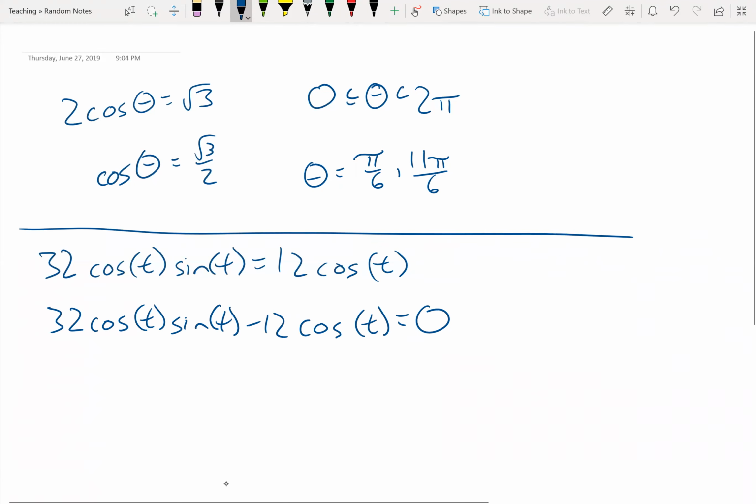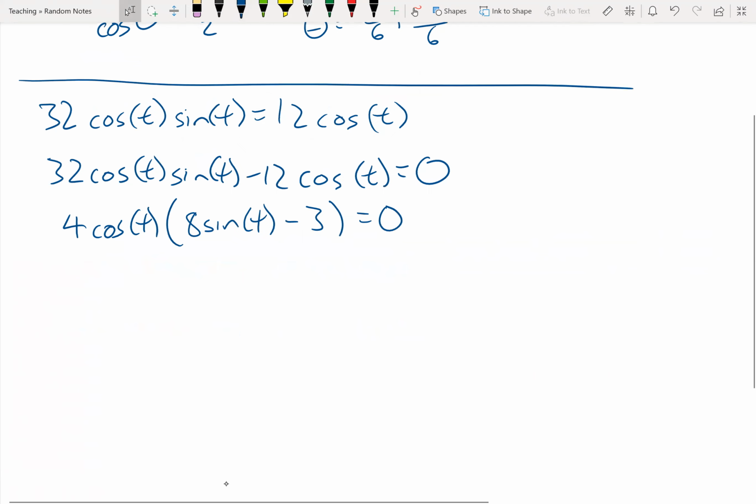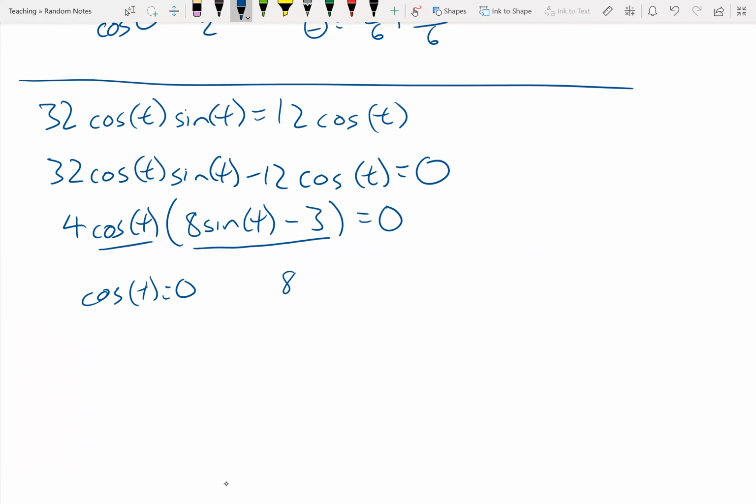So I can factor 4 cosine t out. I've got cosine t in both terms. Both numbers have 4. Oops, I forgot to take the cosine t out with 4. 4 cosine t times 8 sine t minus 3 equals 0. So to solve this, 4 doesn't matter. I could divide both sides by 4 and that would go away. So either cosine t equals 0 or 8 sine t minus 3 equals 0.